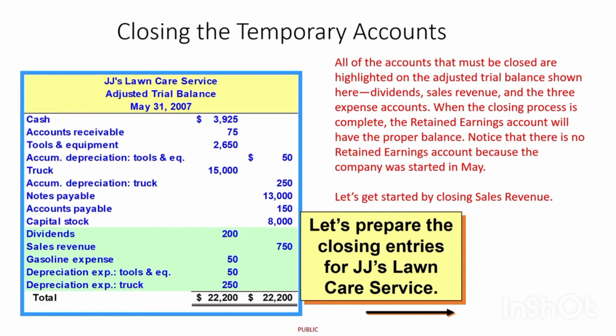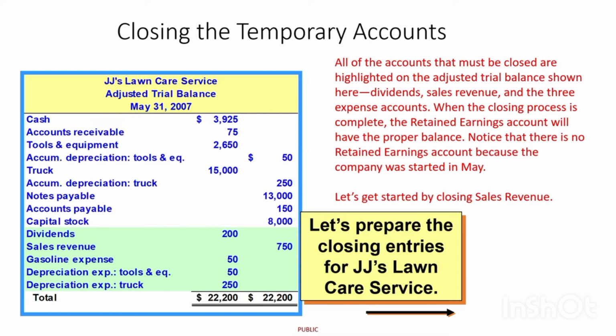Closing the temporary accounts. On the left-hand side is the JJ Lawn Care Service adjusted trial balance for May 31, 2007. Cash is 3,925, accounts receivable is 75, tools and equipment is 2,650, accumulated depreciation for tools and equipment is $50, truck is $15,000. Accumulated depreciation for truck is 250, notes payable is 13,000, accounts payable 150, capital stock is 8,000, dividends is 200, sales revenue 750, gasoline expense 50, depreciation expense for tools and equipment is 50, and depreciation expense for truck is $250. The total of both sides is $22,200.